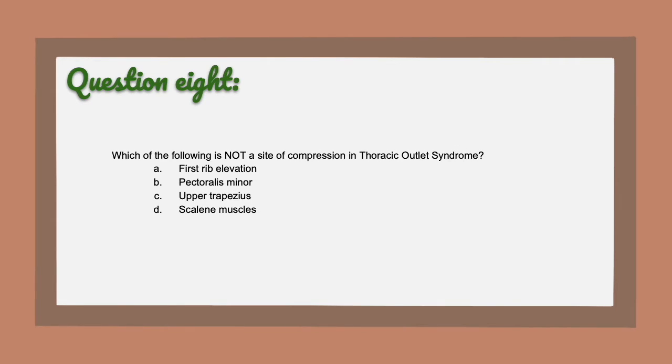Question 8, the correct answer is C, upper trapezius. If you were not sure of this, I don't have a great rationale. It's just kind of a fact. So I would just go back and study the compression sites of the nerve conditions, and in particular thoracic outlet.